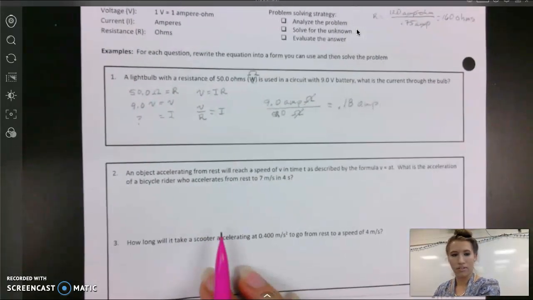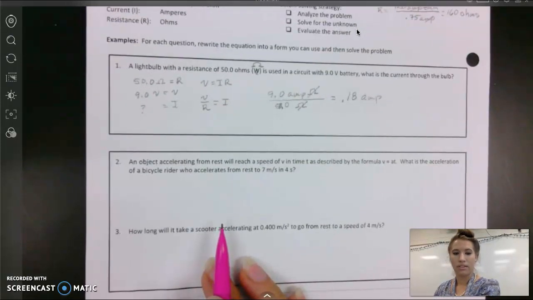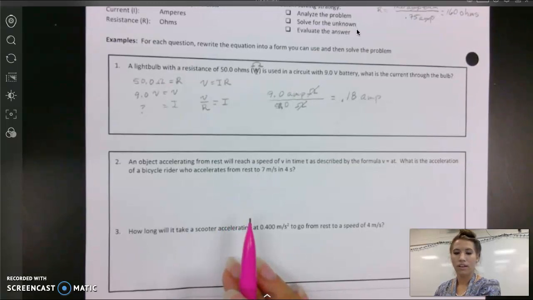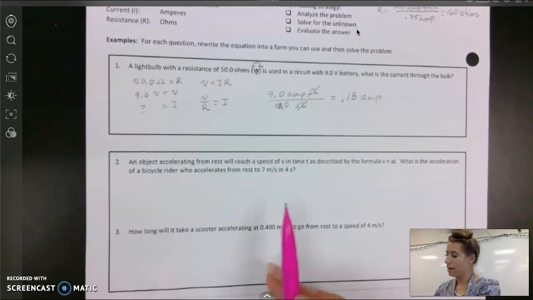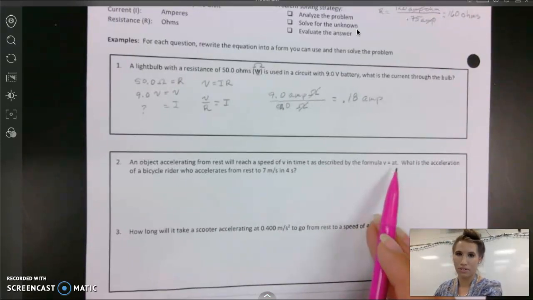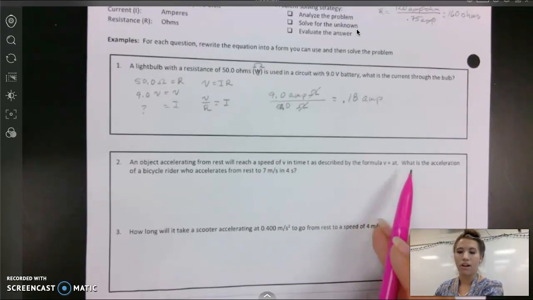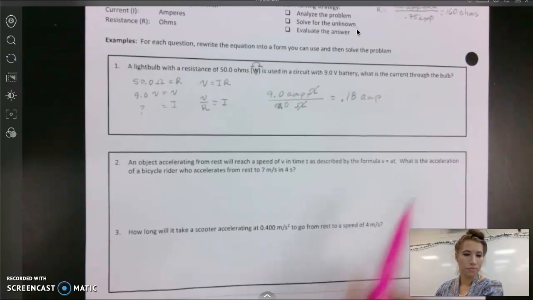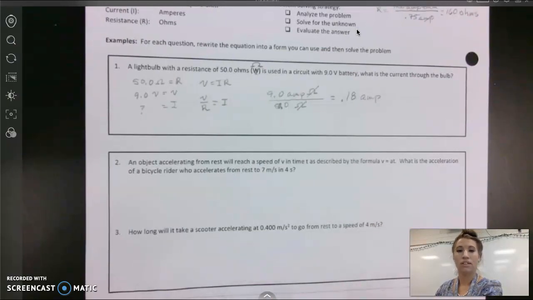All right. Now, an object accelerating from rest will reach a speed of v in an amount of time as described by this formula here. Velocity equals acceleration times time. What is the acceleration of a bike rider who accelerates from rest to 7 meters per second in 4 seconds? All right, that's a lot of information.